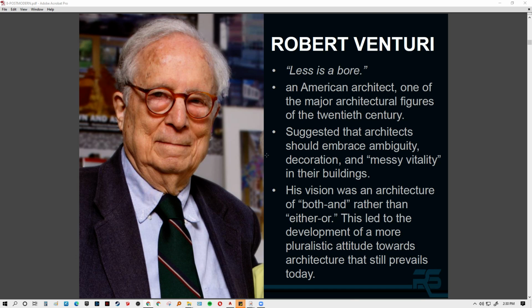considering all of the possibilities for each design strategy, not just creating a checklist and disregarding all those that are not going along with it. So even though there's a contradiction in each design strategy or approach, his vision was "both-and" rather than "either-or." So it is a pluralistic attitude towards architecture.